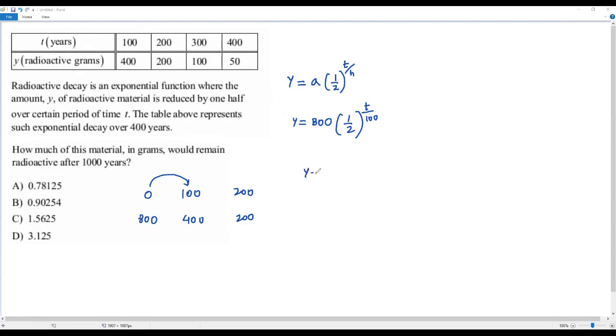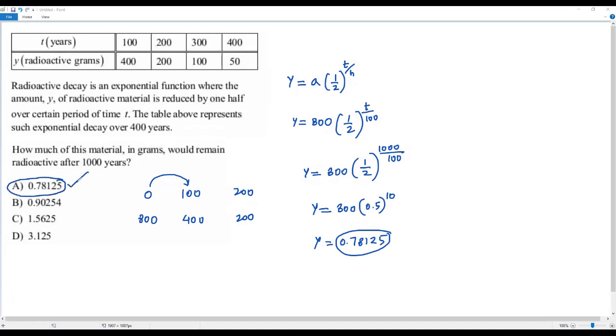Okay, now let me plug in. That is, y equals 800 times 1/2 raised to the power of, we can plug in 1000 for this t here, 1000 divided by 100. So y equals 800 times, and we can write this 1/2 as 0.5, raised to the power of 1000 divided by 100, which is 10. We can evaluate the value of this using a calculator. When I do so, I am getting 0.78125. That is, the amount of material in grams that would remain after 1000 years is 0.78125. We find this value in answer choice A. The correct answer choice for this question is A.